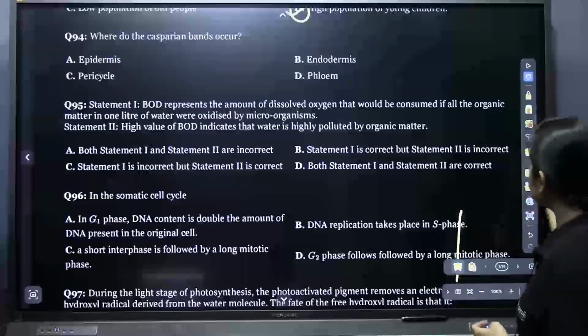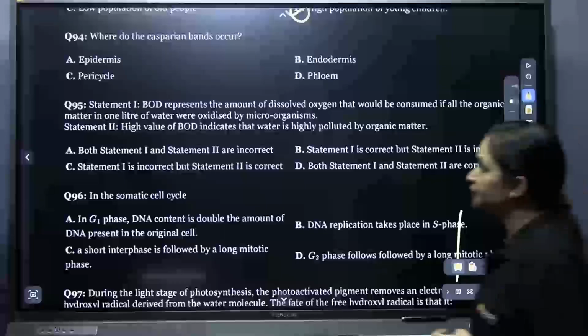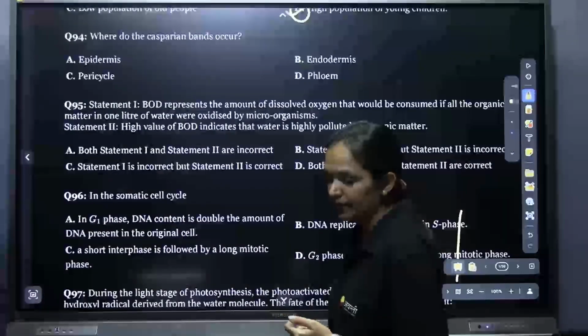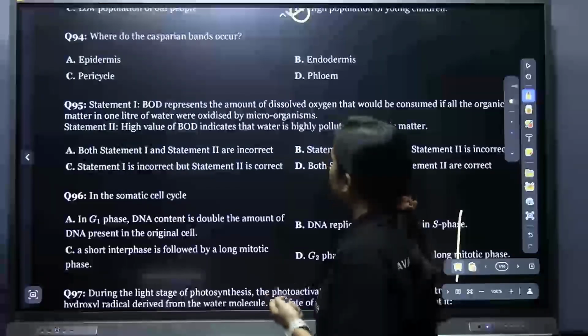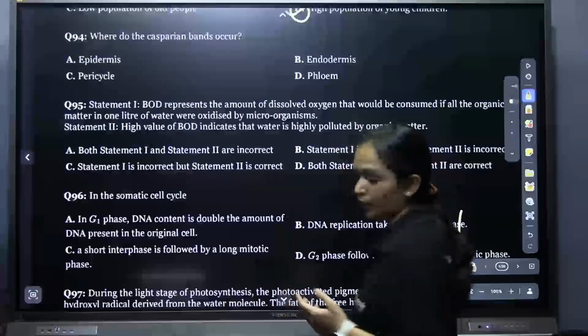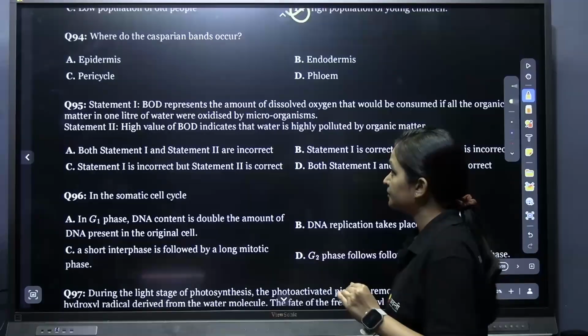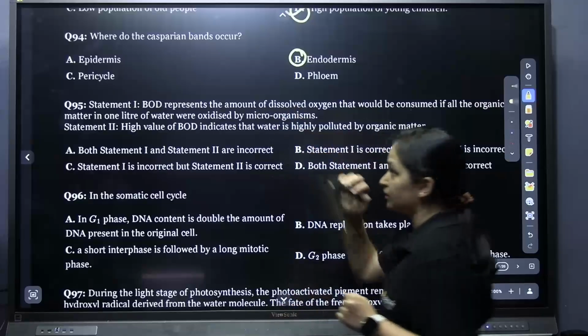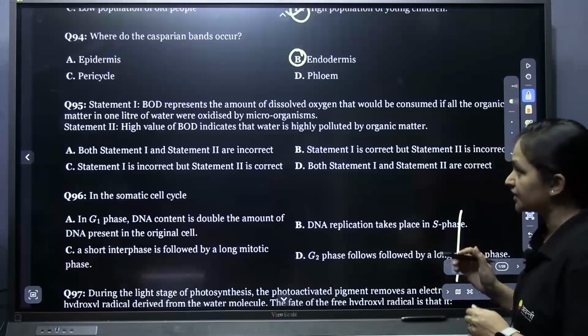Ninety-fourth. Where do the Casparian bands occur? Where do you see the Casparian bands? Is it epidermis, endodermis, pericycle or phloem? Where exactly? You can see the Casparian strip in the endodermis. Isn't it? Direct question.